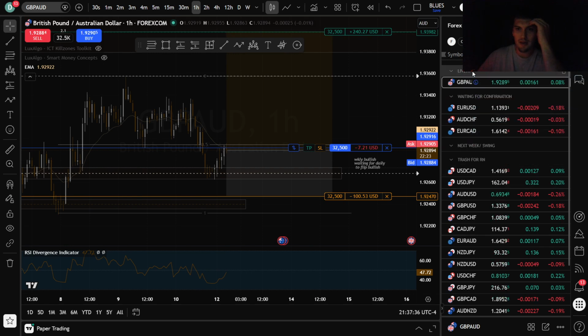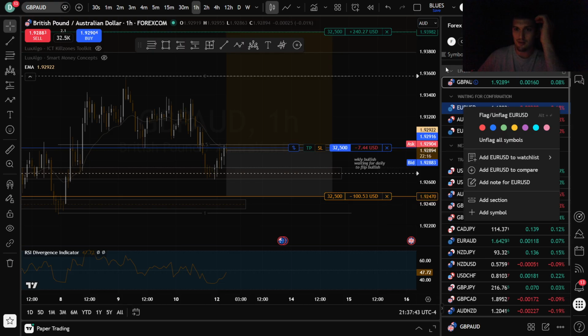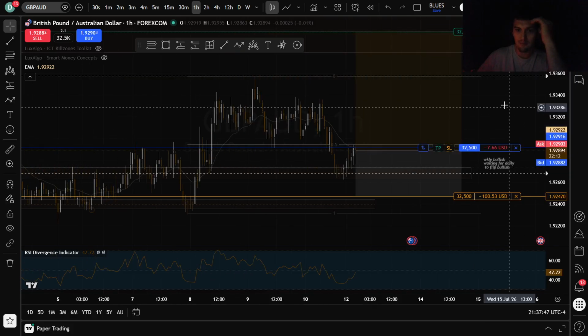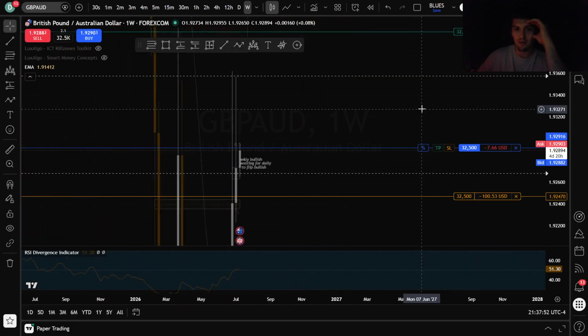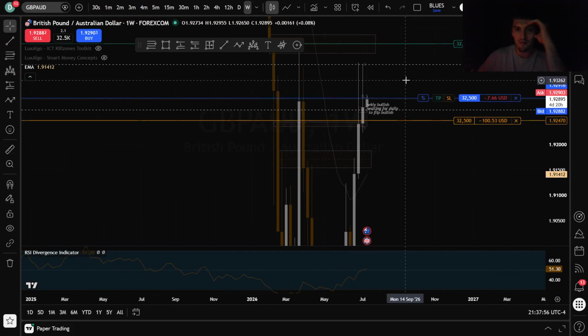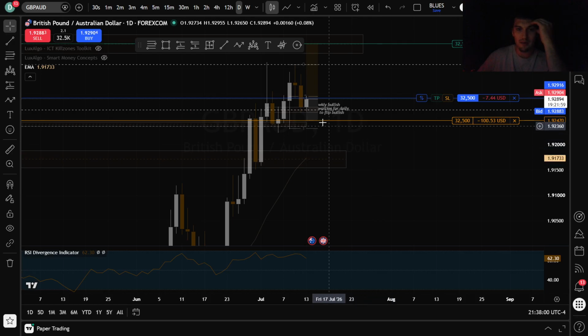So we're going to put that in the live trade category. And how you can do that is you can just right click on a pair and go to add section, and then you'll be able to type whatever you want to stay organized. So with that being said, our weekly is very bullish. We do have wicks up here as well that we're wanting to fill. That makes me very confident. Our daily is wanting to flip bullish, but we still have a good amount of time until then.